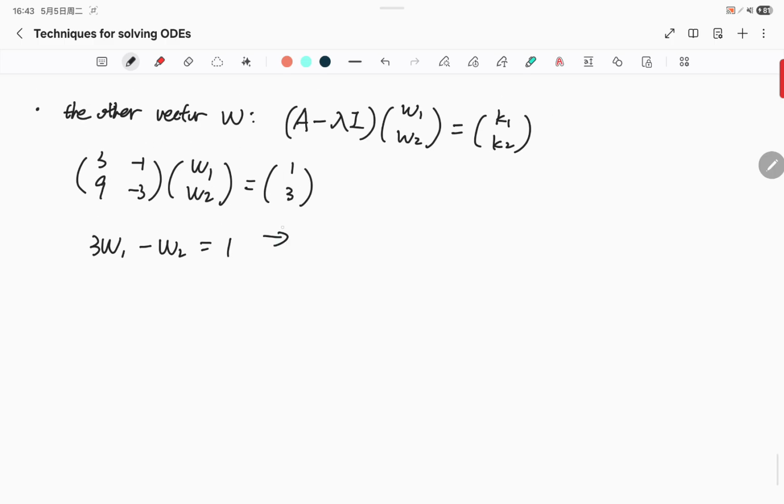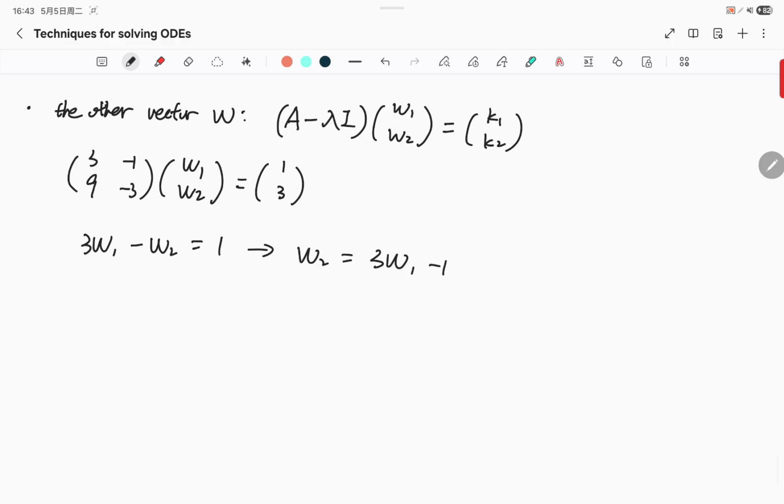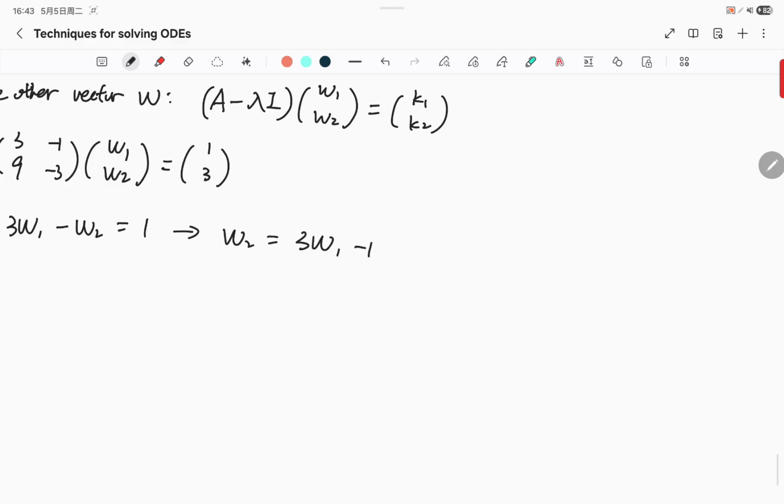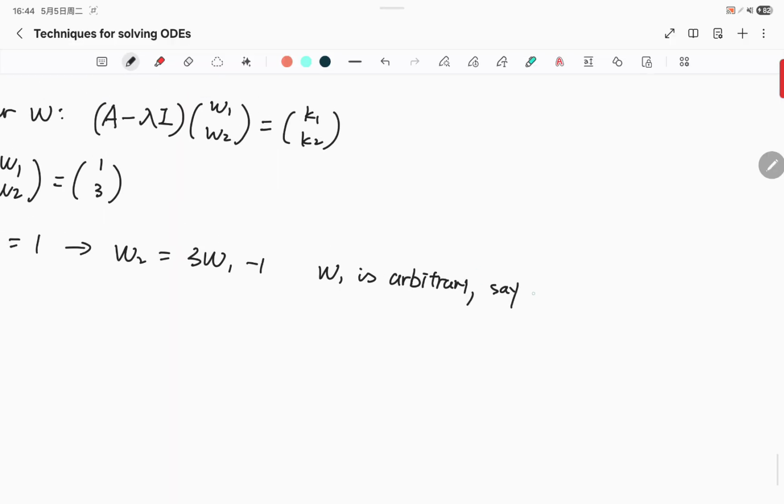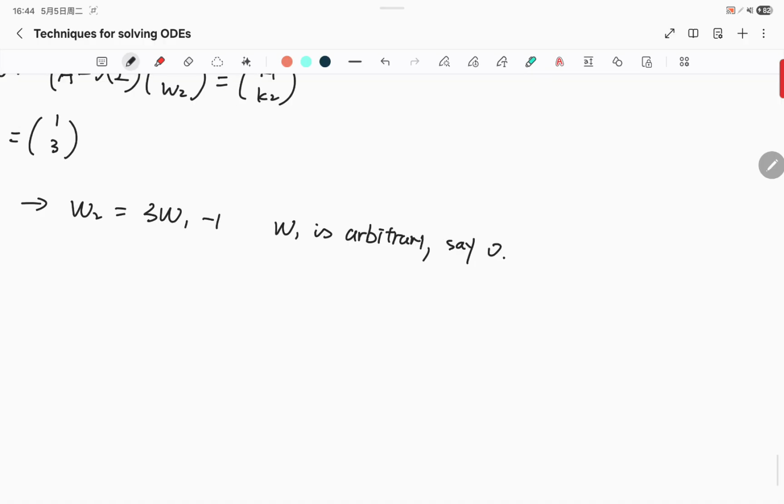We can isolate W2, right? Put it to the other side and bring 1 to the other side, so W2 is equal to 3 W1 minus 1. And now we don't have anything to plug in, right? So how about we say W1 is arbitrary. And arbitrary value includes 0. That means when W1 is 0, that gives me W2 is equal to -1.